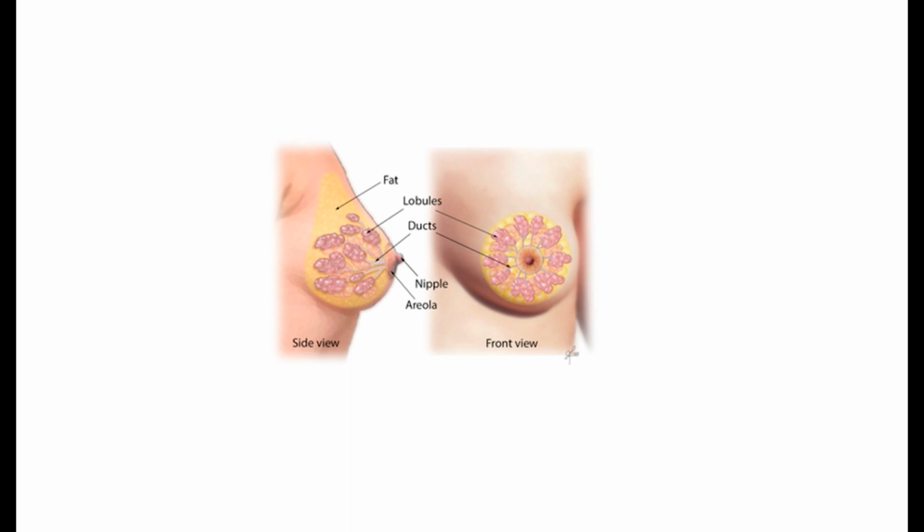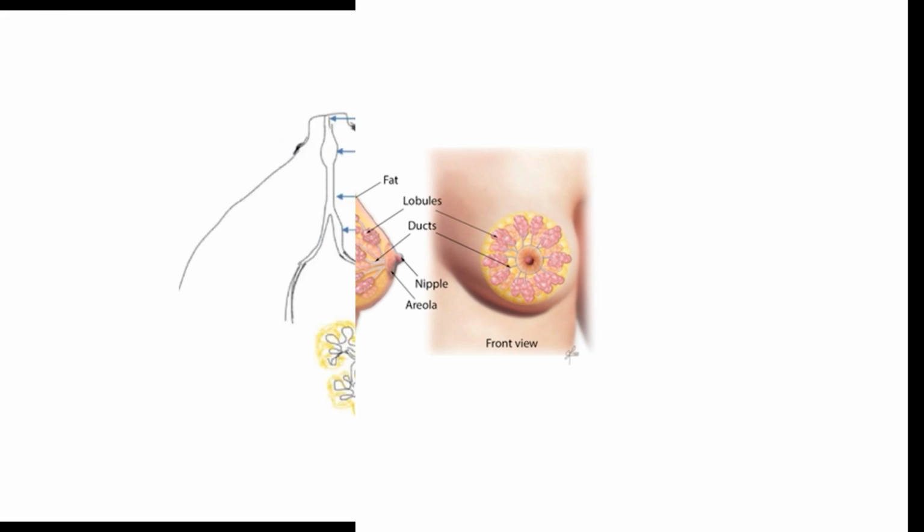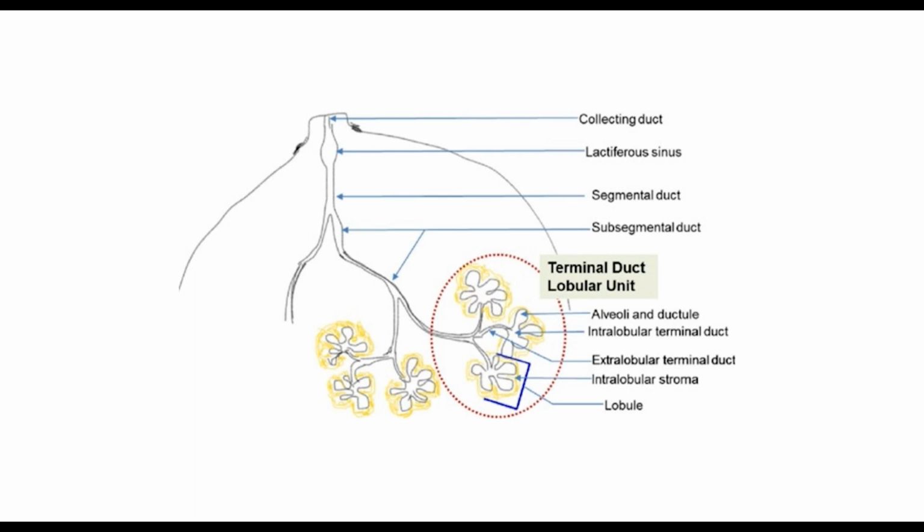The average breast size is about 10 to 12 cm in diameter, and it is 5 to 7 cm in thickness. The breast tissue is supported by different fascial attachments to the skin and chest wall, and these fascial attachments determine the mobility and support of the breast tissue. This is the schematic diagram showing the glandular architecture of the breast.